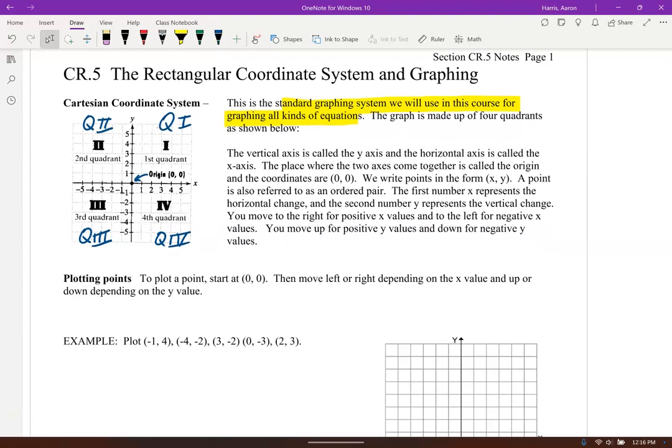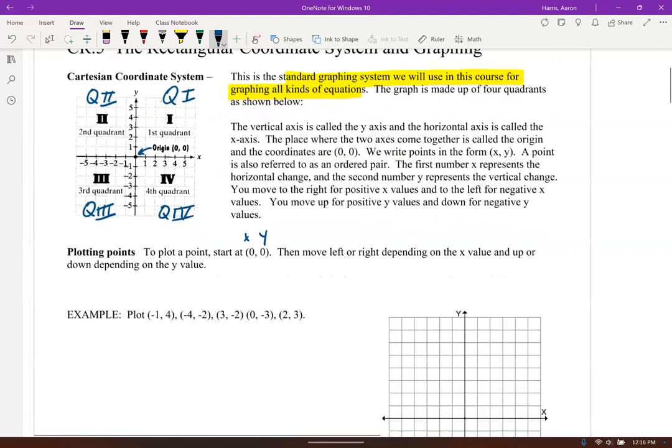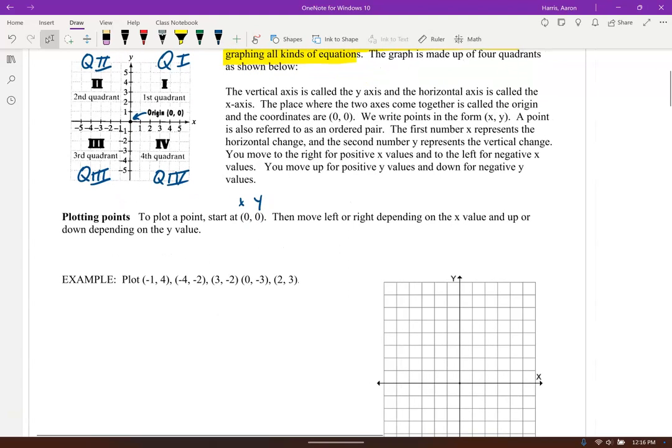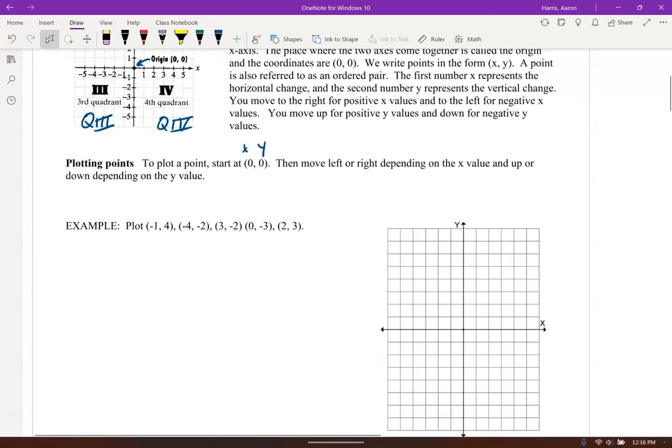The x is the horizontal, right or left, the y value. So this is your x, that's your y, right? The x tells you if you're moving right or left, and the y tells you if you're moving up or down. So let's plot a few points here.